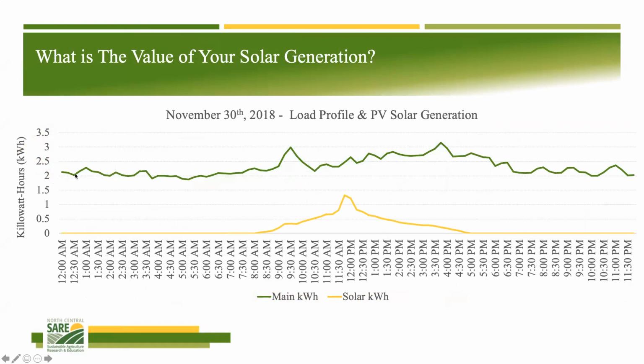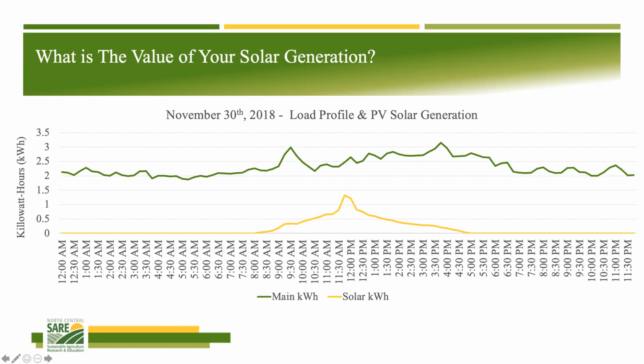This is the load profile for November 30th on a natural ventilated barn, and they have an 11 kW solar system on the rooftop. And so you can see, looking at this 24-hour period on November 30th, the green lines representing their usage, right? So this is their total electric usage on that barn, and it's relatively predictable, right? So pretty consistent. And then you can see in yellow the actual generation profile on that day.